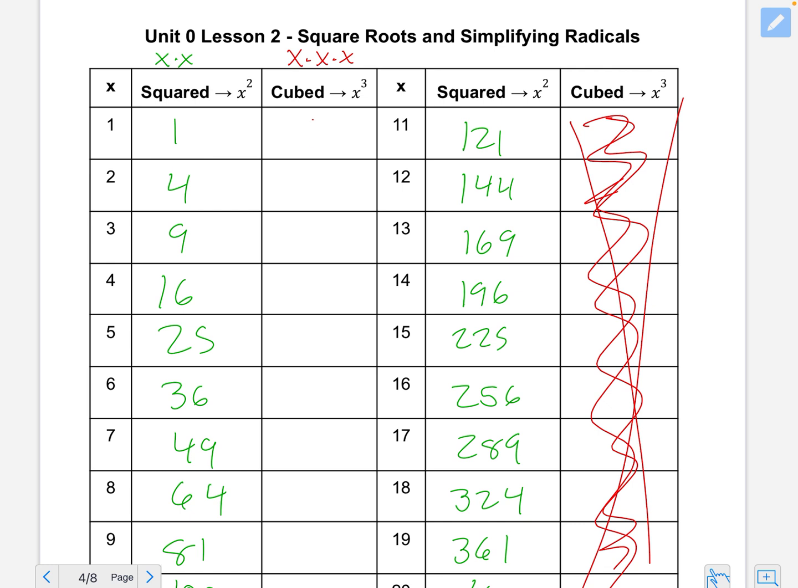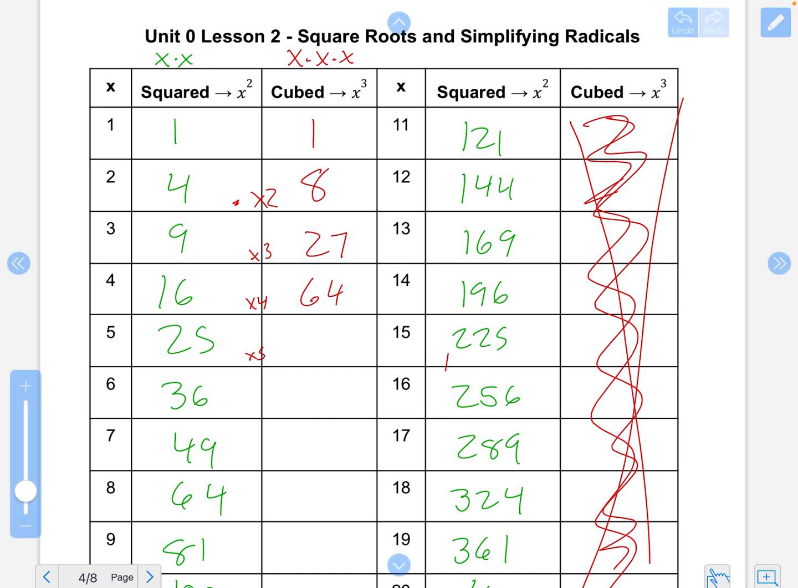So 1 times 1 times 1 is 1. 2 times 2 times 2 is going to be 8. And a secret trick is in this column here, we've already done 2 by 2, so we just need to multiply it by 2 again. 9 times 3 is 27. 16 times 4 is 64. 25 times 5 is 125.